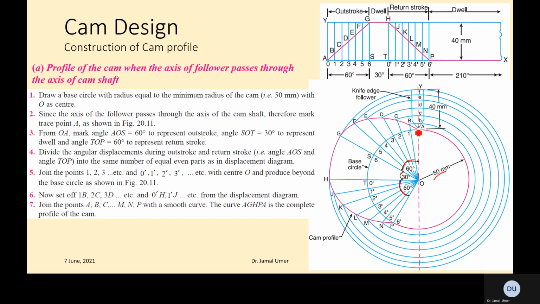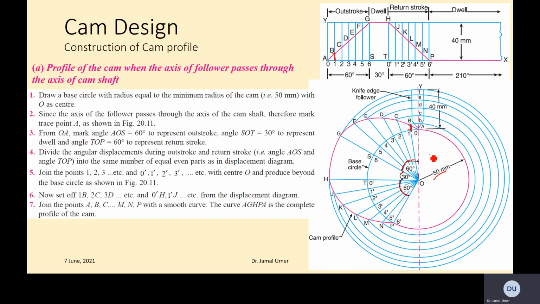And how do we know that? If it's a base circle, how far does it have to go up? To find that, we take this distance from here in the displacement diagram and mark this distance over here. That distance helps you find out how far the cam has to go.